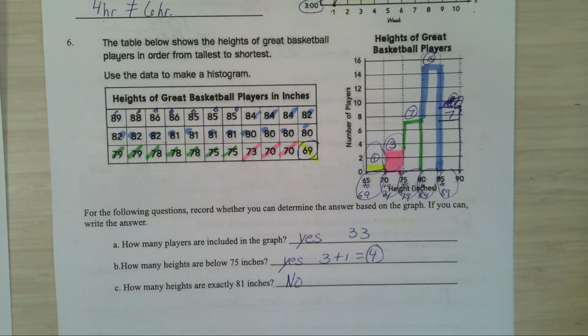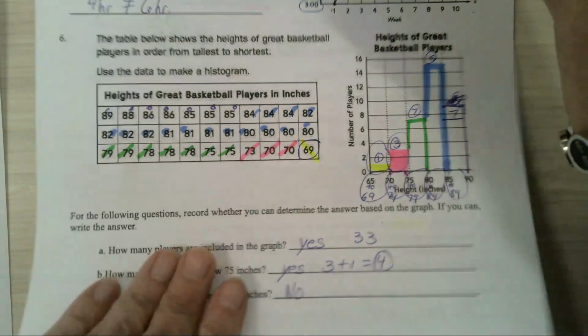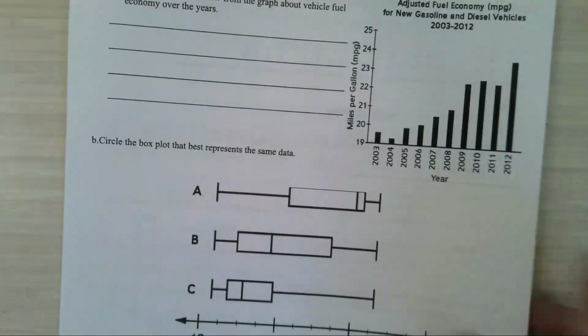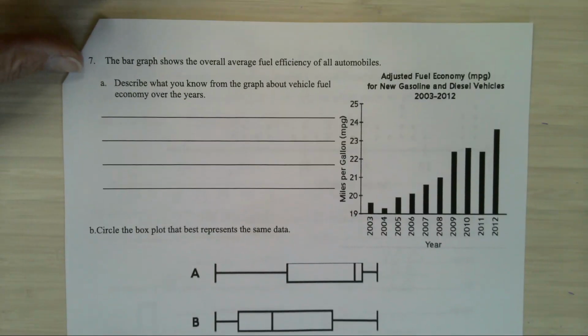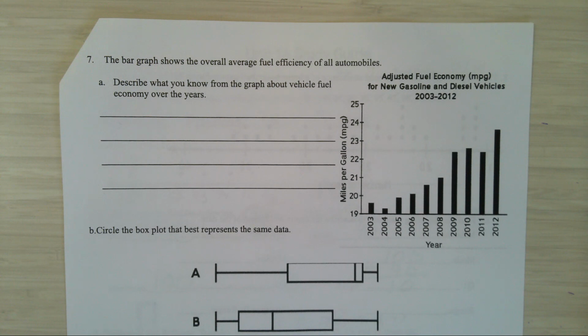3, 2, 1. I am recording this, so we still have a few more minutes to do the next page. Number 7. On your test, there's going to be a problem sort of like this. It might not be a bar graph, it might be a line graph, where you have to interpret data.